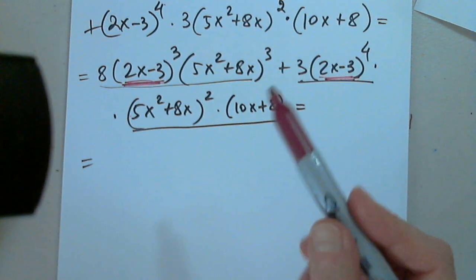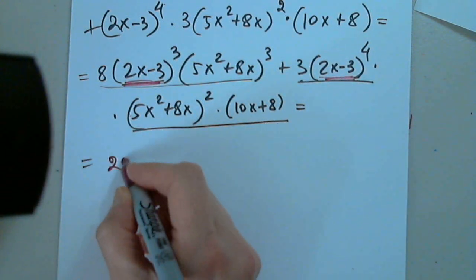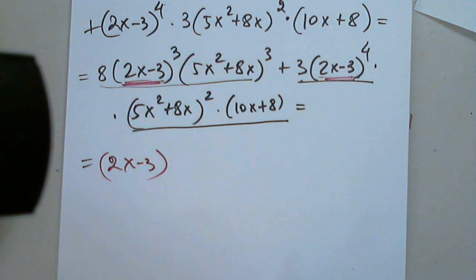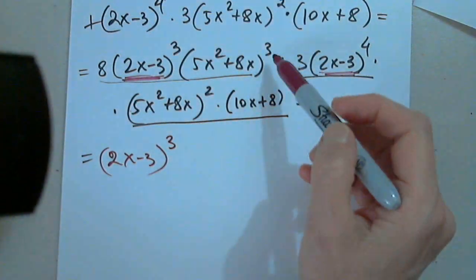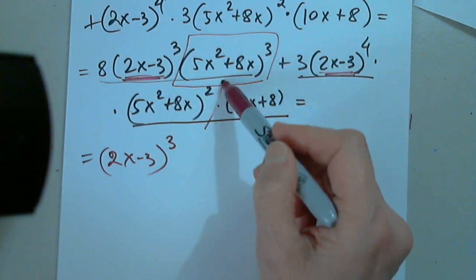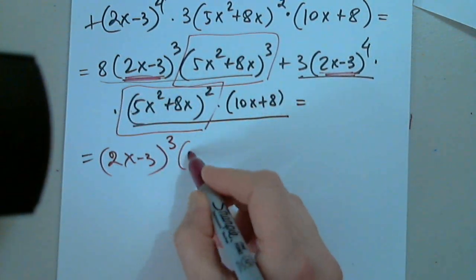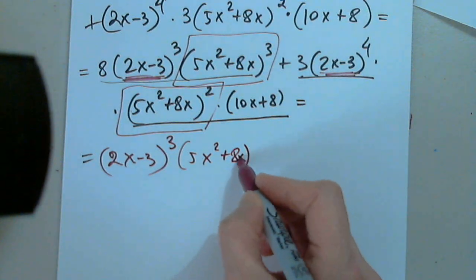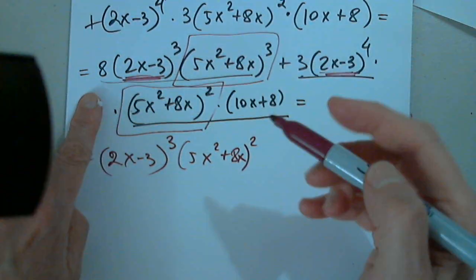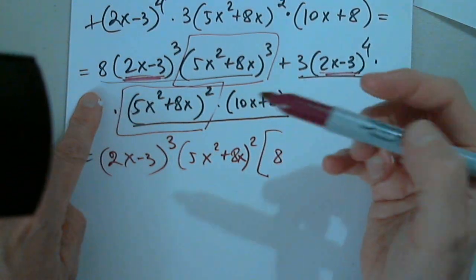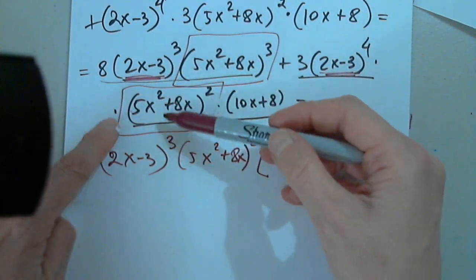2x minus 3. Yes. 2x minus 3, which power? 3. Third. Excellent. Good. Now also I see this. To which power? 2. Yes. Good. So now let's see what is left from the first term. An 8 is left. These are all out.